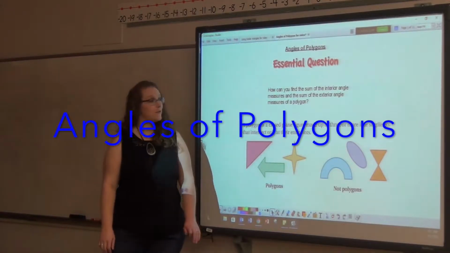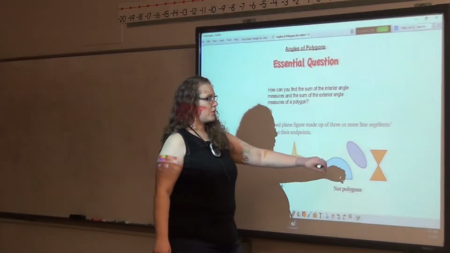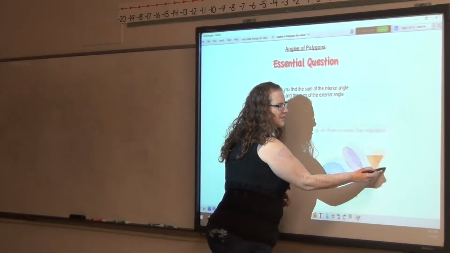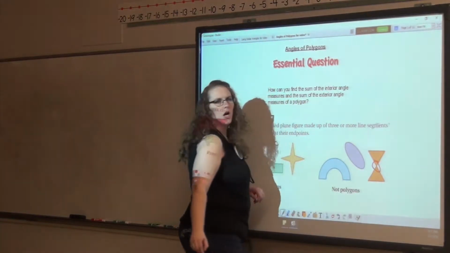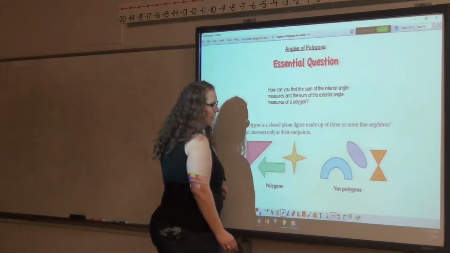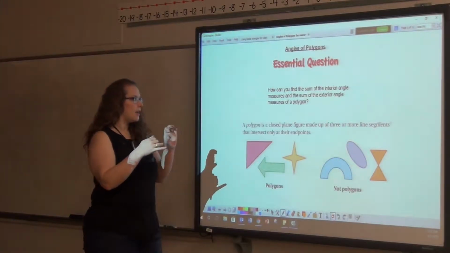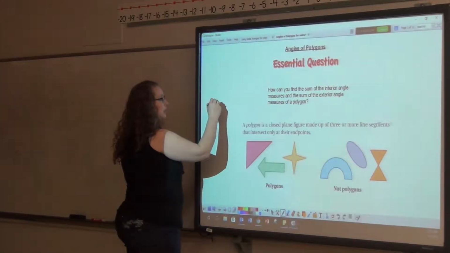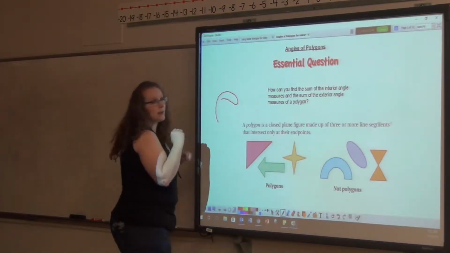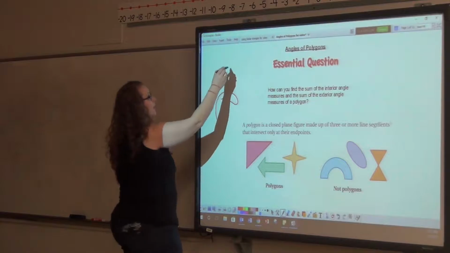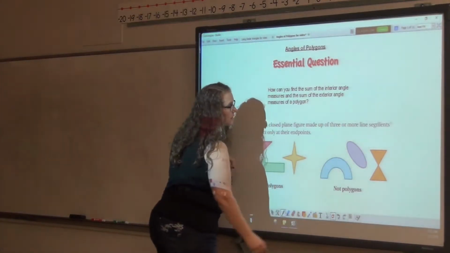Angles of polygons. First of all, let's talk about what a polygon is. These ones are curved, or they cross here in the center. Those are not polygons, okay? Polygons are closed figures, so they can't be like that. It's not a polygon. They can't be like that. It's not a polygon. Those are not closed figures.